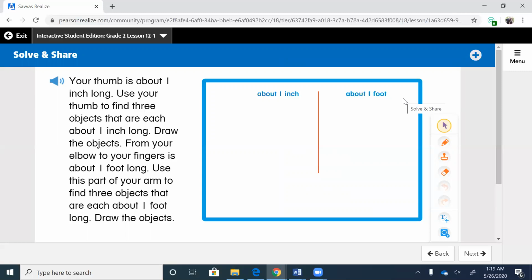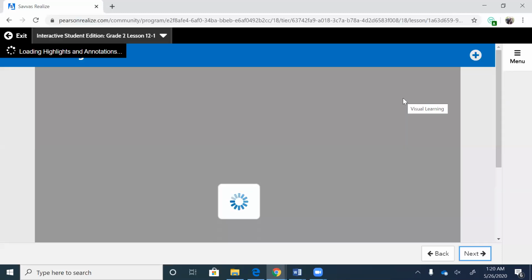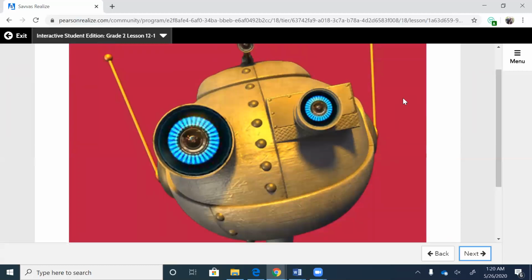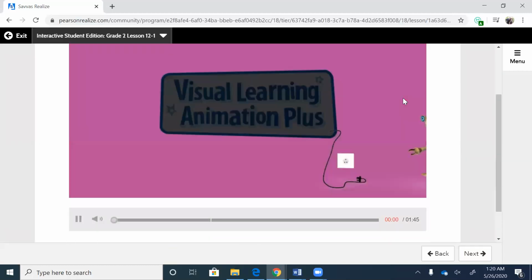Okay, so you're using your thumb to find 3 objects that are 1 inch long, and you're drawing your objects. And then you're going to find 3 objects that are about 1 foot long. So that's going to be 6 objects that you're going to draw. So that's going to be due tomorrow. And reach out if you have any questions about it. And again, if you're on Zoom, we're going to be doing it together. All right, here we go. All right, we're going to watch the visual learning so you can kind of get an idea of how this topic is going to go.